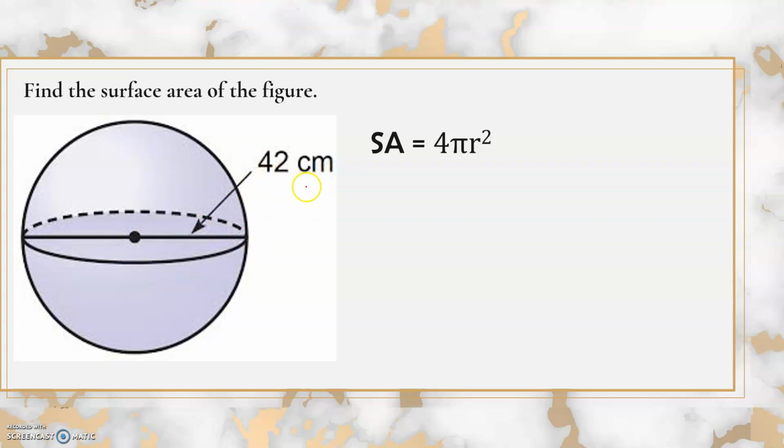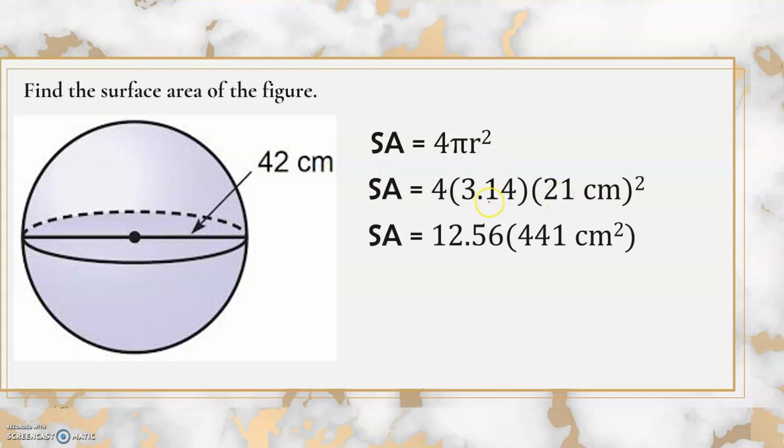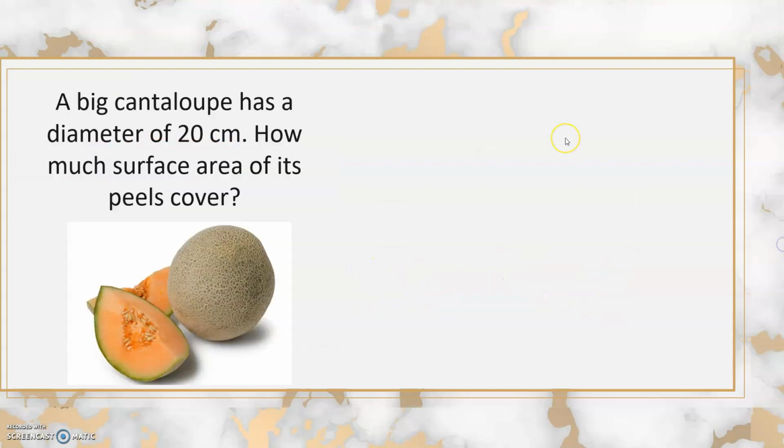And 42 divided by 2 will give us 21. Therefore, if we substitute the given information in our formula, we'll have 4 times 3.14 times 21 centimeters squared. That will be equal to 12.56 times 21 centimeters squared, which is equal to 441 square centimeters. Multiplying these two numbers, we'll have 5,538.96 square centimeters. And for our last example, a big cantaloupe has a diameter of 20 centimeters.